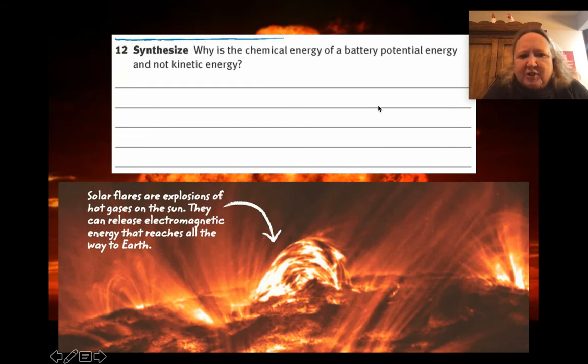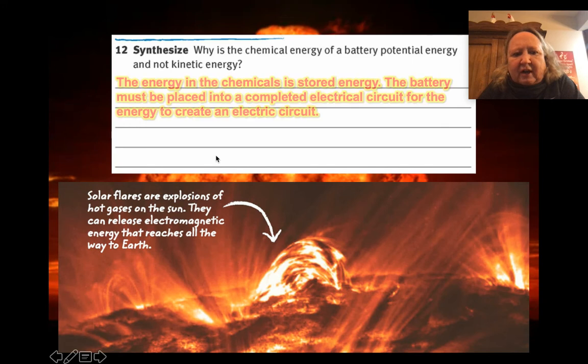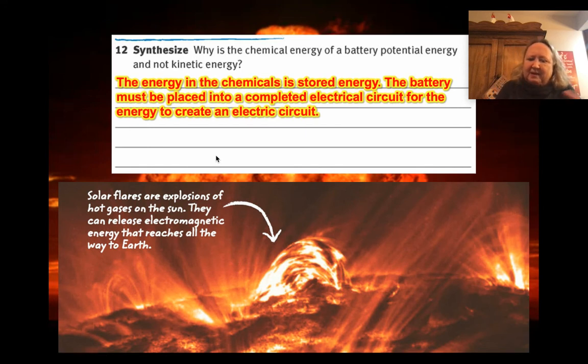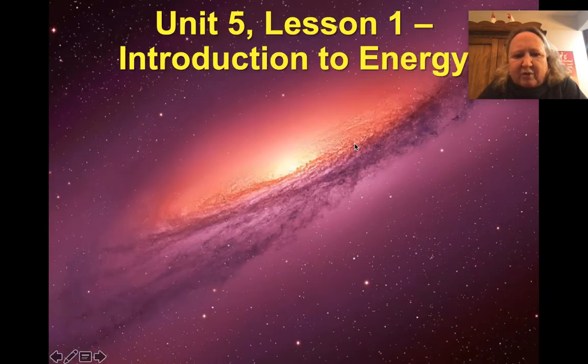So let's look at this question. Why is the chemical energy of a battery potential energy and not kinetic? Really good question. And you might have this as an actual question later on. But the energy in the battery is stored up. It has to be placed in a circuit, like in a flashlight. The battery would be attached and then the wires would connect the circuit. Well, it has to be a circuit in order for it to release the energy. So prior to that, it is stored, which means potential.